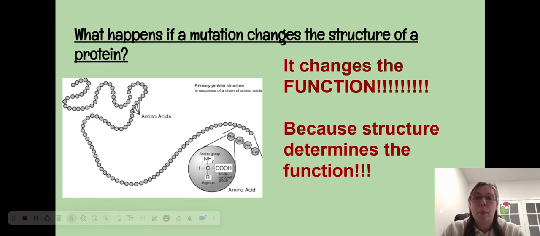But what's important to remember from yesterday's lesson and carrying over to today is the question: what happens if a mutation changes the structure of a protein? And the answer is very simply that it changes its function, because remember from yesterday, structure determines function. If a protein is changed in such a way that its structure has been altered, it cannot do the job that it was meant to do, and it may do another job or it may just be useless.